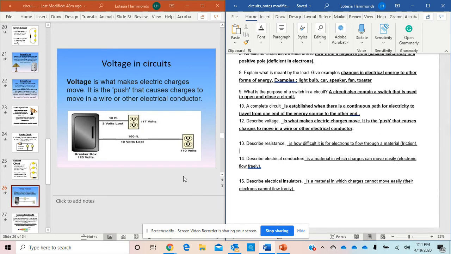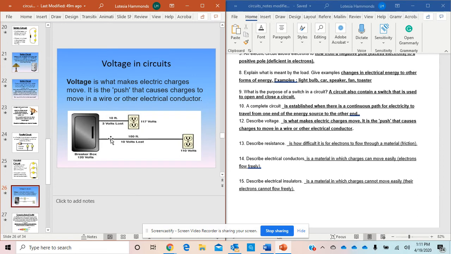All right, so describe a voltage. In layman terms, voltage is what makes electricity charges move. So looking at this diagram, we have a breaker box, which would be present in your home. And in that box, you have connections to the different circuits located within your home. This is a 10-foot wire that powers this socket in the wall. This socket needs 117 volts. And it's telling you that 3 volts are lost as it travels through this wire.